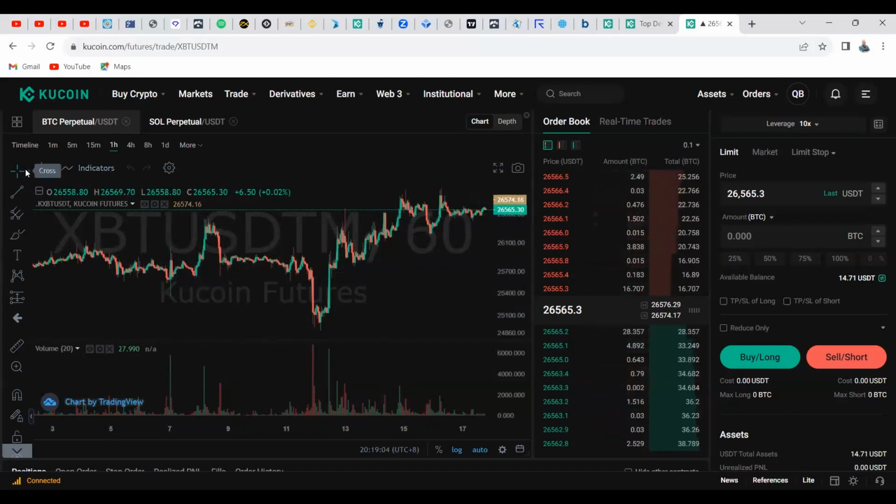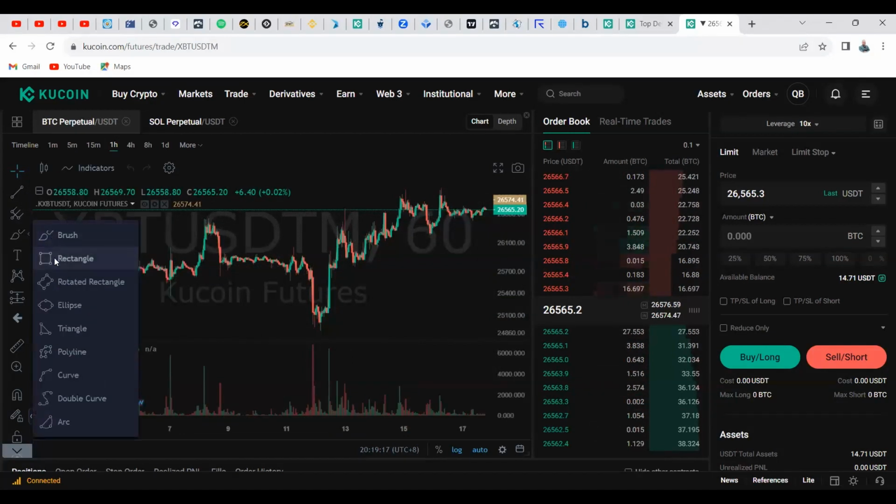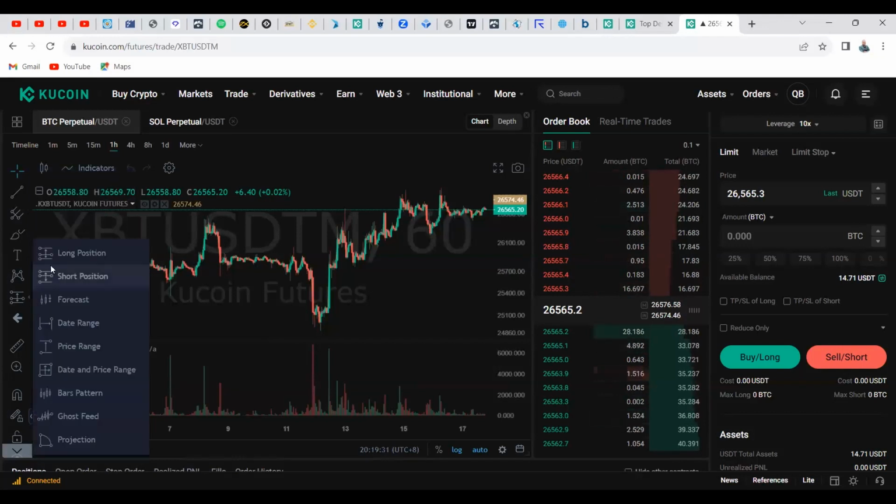This is where you would have your cursors. This is where you would have your trend lines and so forth. There you've got your Gann box and your fib tools. There you've got your shapes, your rectangles, and your brush. There you've got your text and your ways of annotation, which is also quite nice. And then you've got long and short forecasting tools over there, which is also quite cool.